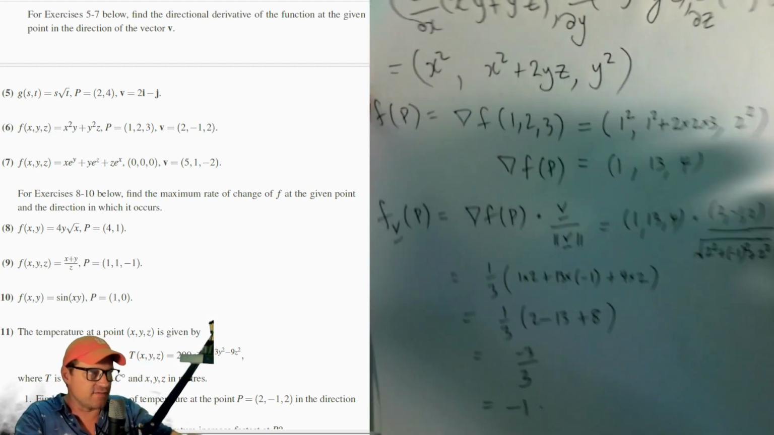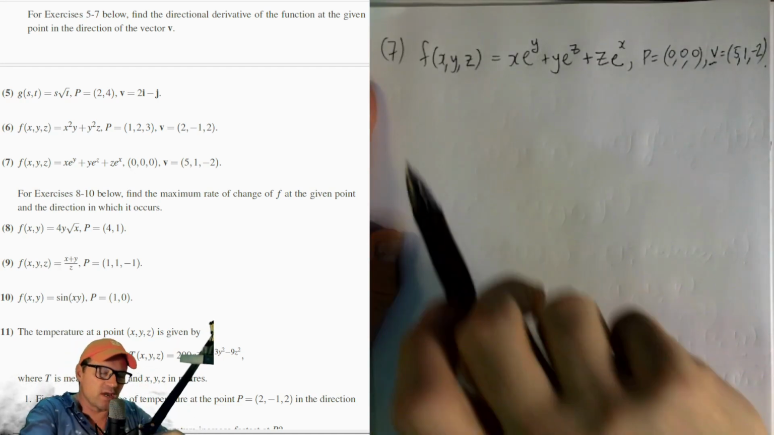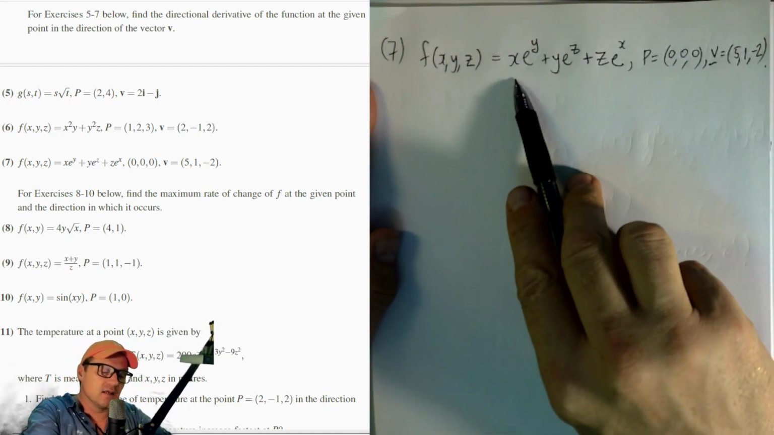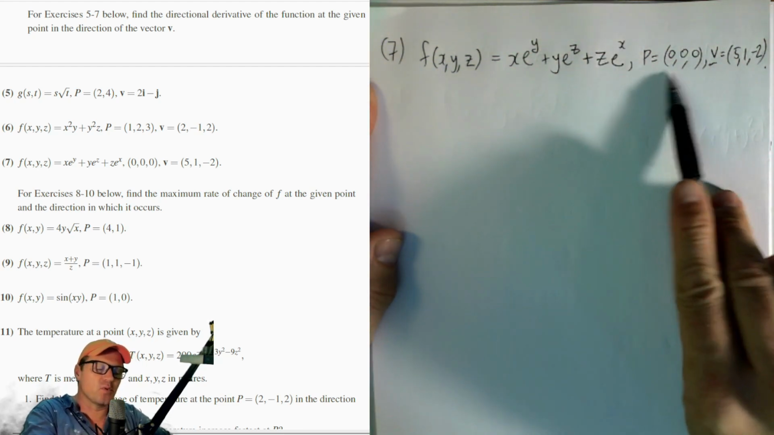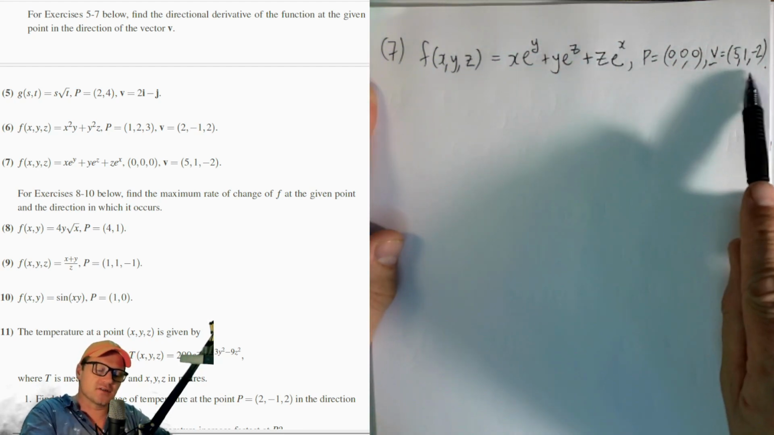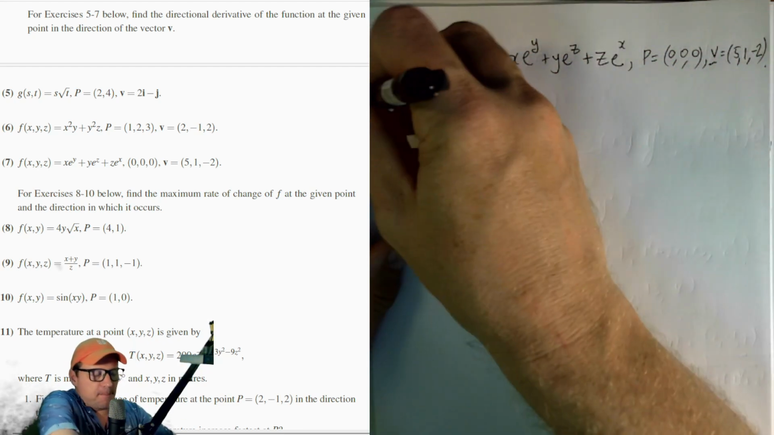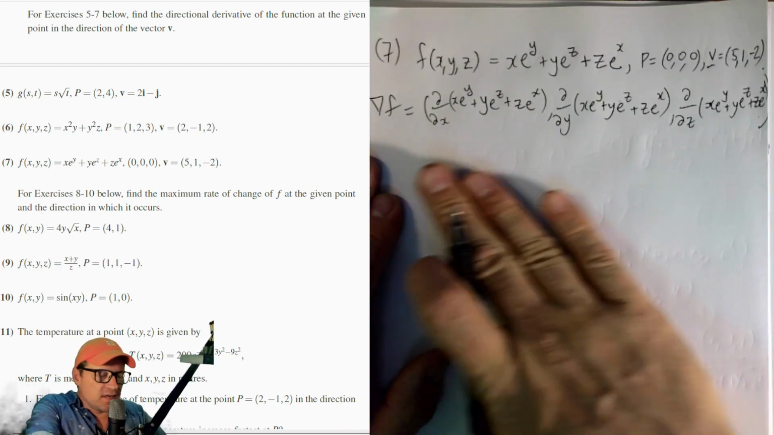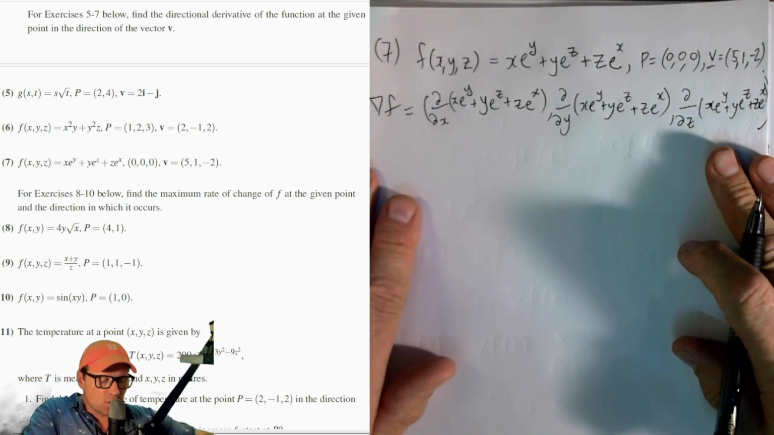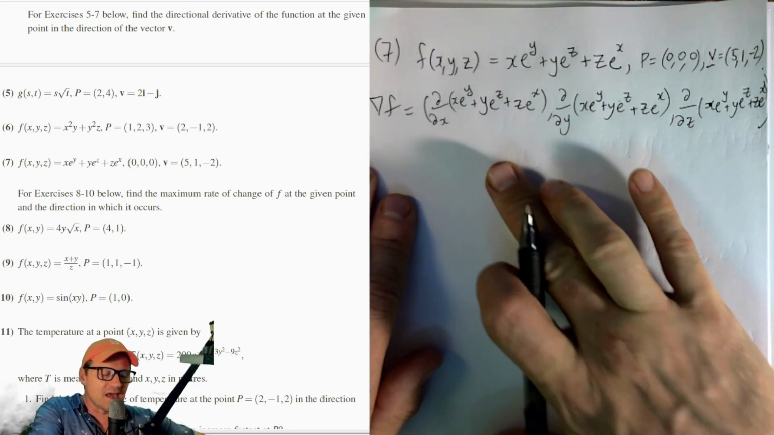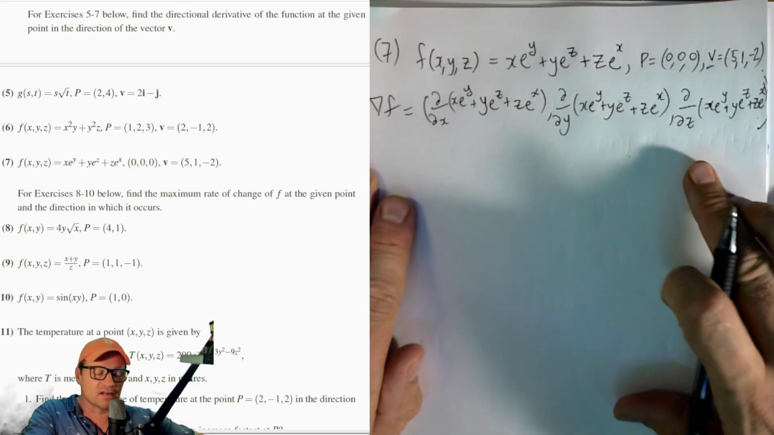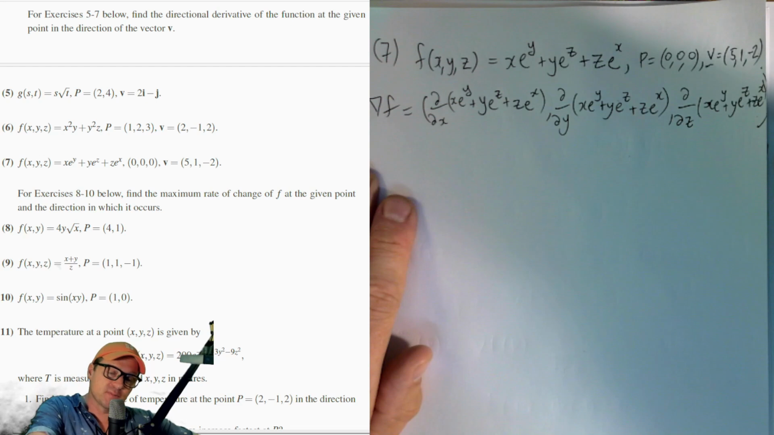Okay, question 7. So in question 7, we have a function of x, y, and z: x e to the y plus y e to the z plus z e to the x. We have a point 0, 0, 0 and a vector 5, 1, minus 2. Okay, grad f. So simplifying this, we need to differentiate that function f with respect to x, with respect to y, and with respect to z partially, respectively.